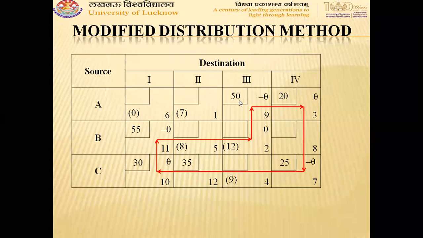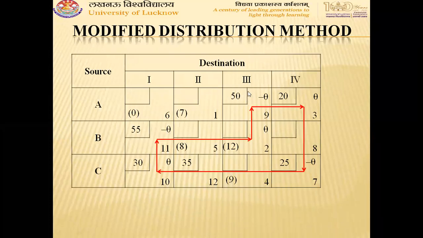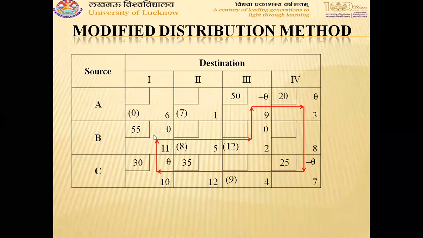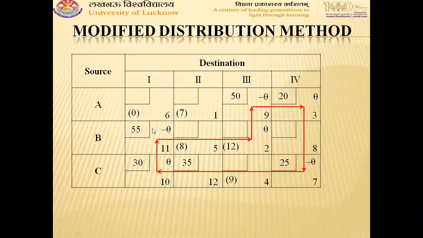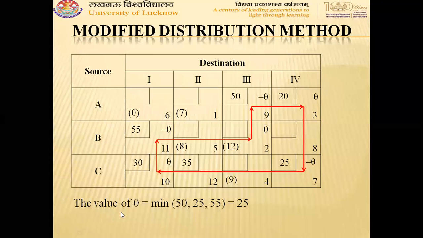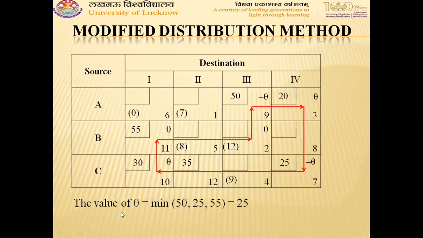So minus theta occurs here, where the quantity is 50, here where quantity is 25 and here the quantity is 55. So for the value of theta, we take the minimum of these three quantities, that is the minimum of 50, 25 and 55. So the value of theta is obtained as 25. Now this value is added and subtracted according to plus and minus theta to the allocations.